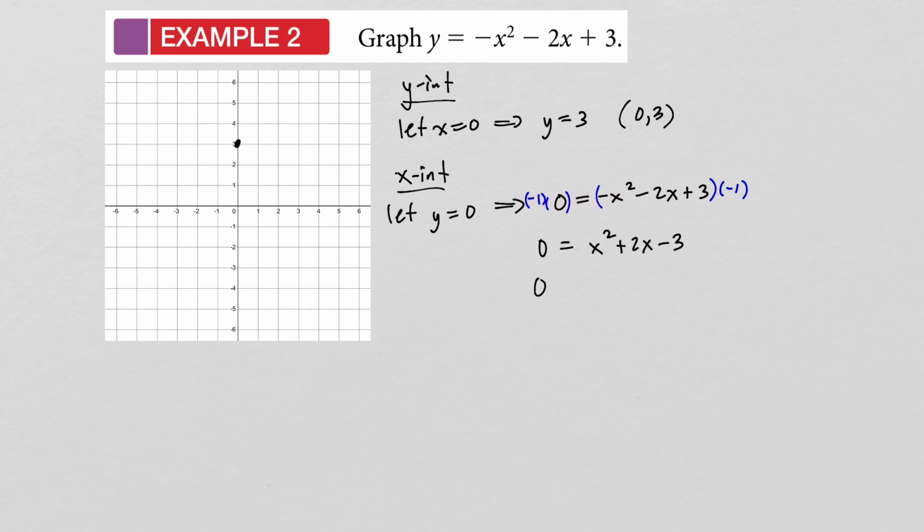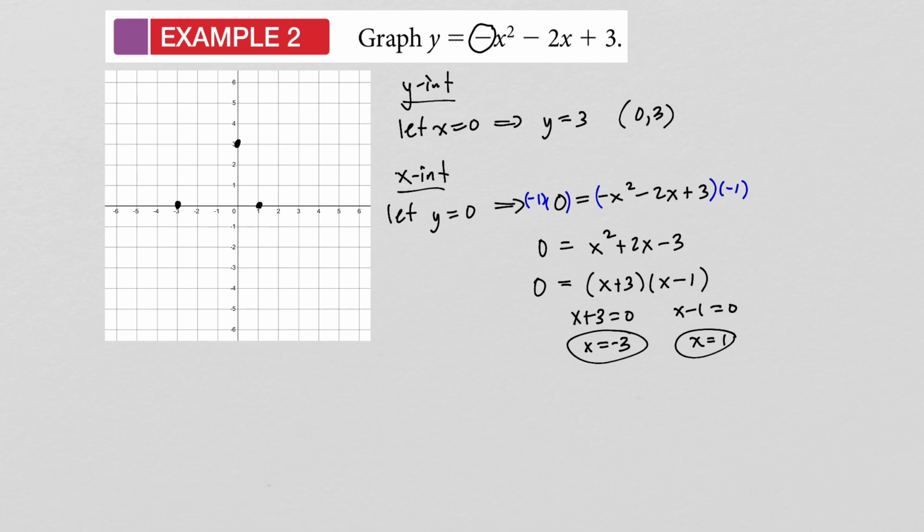Now we'll go ahead and factor it. We have 0 equals x plus 3 times x minus 1. And if we set each one of these equal to 0 and solve, we get these two values. So x equals negative 3 and x equals positive 1. So x equals negative 3 is right here. x equals positive 1 is right there. Now because it has a negative in front, we know that this parabola should open down, right? So the graph probably goes something like this, but we must have the vertex.